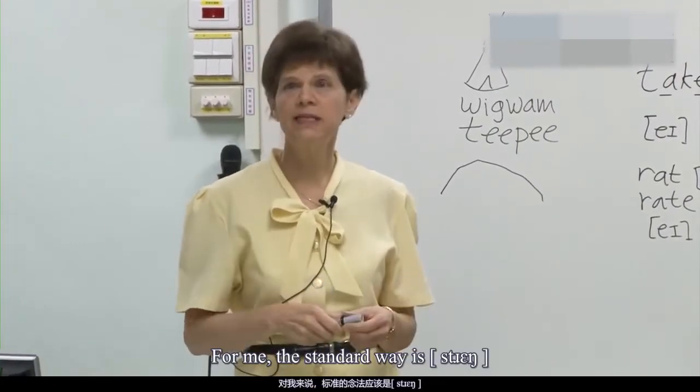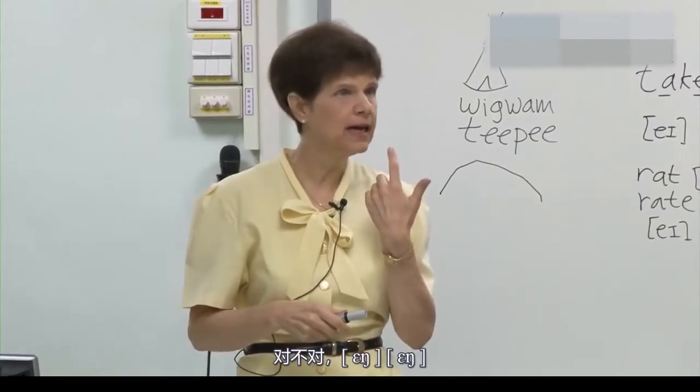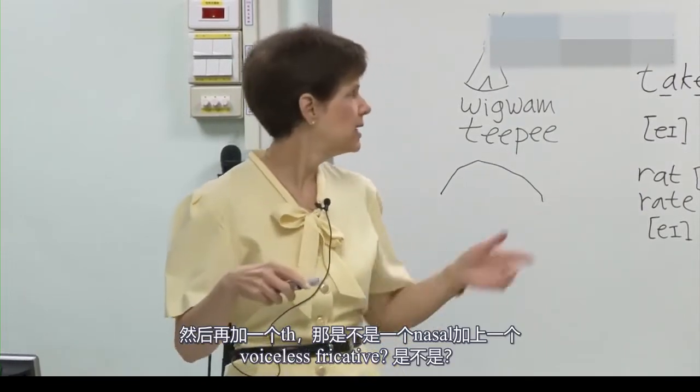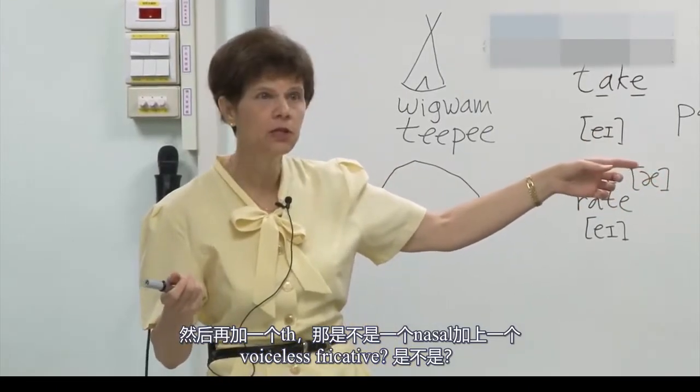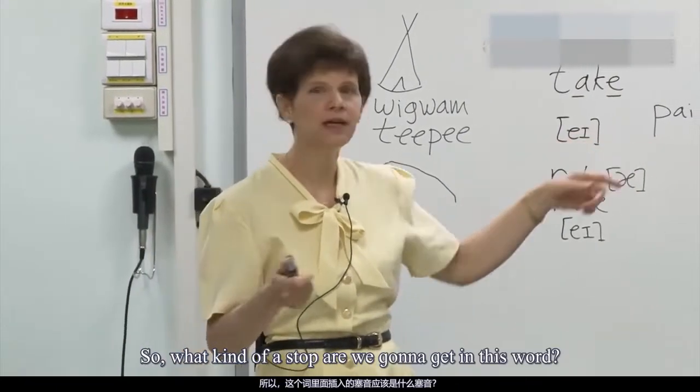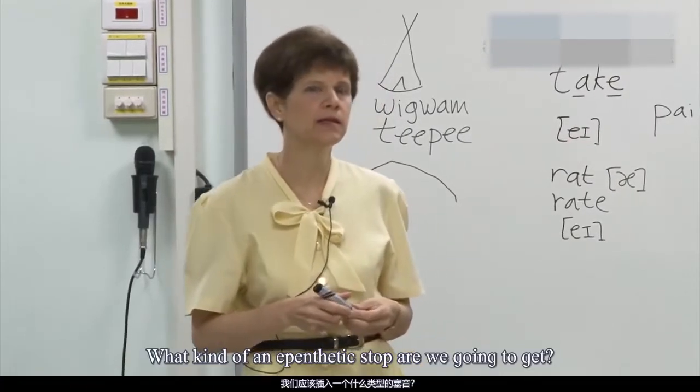For me, the standard way is string, 对不对？ing. 然后再加一个 th. 那是不是一个 nasal 加上一个 voiceless fricative? 是不是? So what kind of a stop are we going to get in this word? What kind of an epenthetic stop are we going to get?